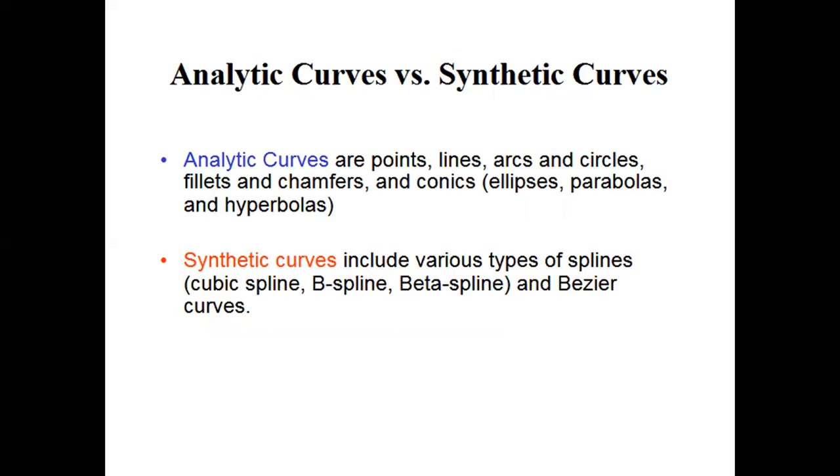Then the types of parametric representation of curve. There are two types: analytical curve and synthetic curve. Analytical curves are points, lines, arcs, circles, chamfers, conics. Synthetic curves include splines, meaning cubic spline, B-spline, beta spline, or Bezier curve. These are the two types of parametric representation of curve.